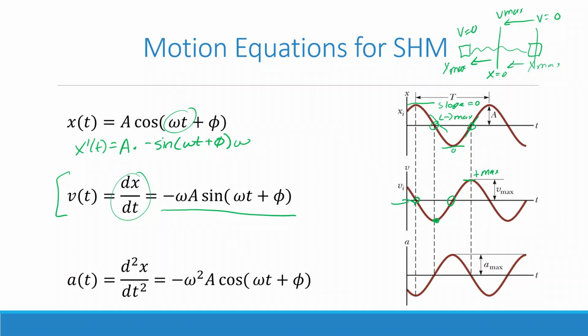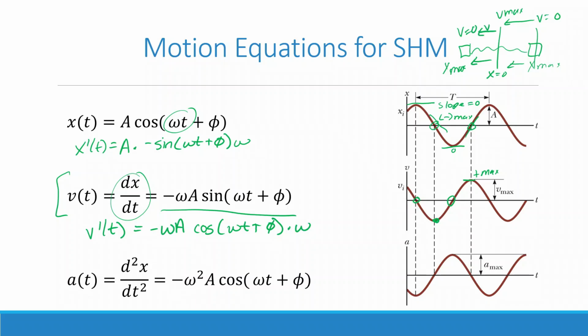Once we have our velocity, we know that our acceleration is the second derivative of position, so we would look at v prime of t. We would now have negative A omega, where A and omega are constants. The derivative of sine is cosine, so we'd have cosine of omega t plus phi, but we'd have to multiply by the inside again because of the chain rule. So we end up with negative A omega squared cosine of omega t plus phi.